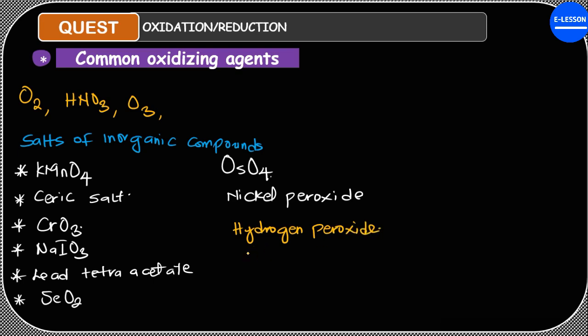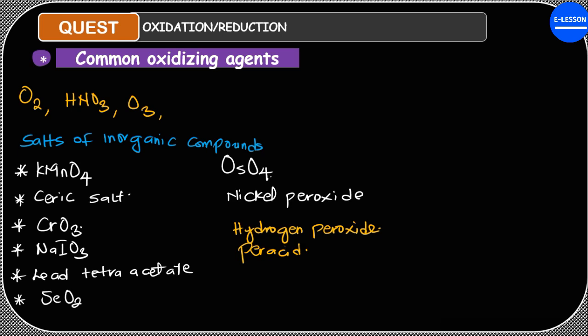So these are the common oxidizing agents that we'll have. If you are asked to give 5 examples of oxidizing agents, what would you say? KMnO4, potassium permanganate, ceric salt, we have chromium trioxide, we have sodium iodate, lead tetraacetate, selenium dioxide, osmium tetraoxide, nickel peroxide, hydrogen peroxide, then peracid.